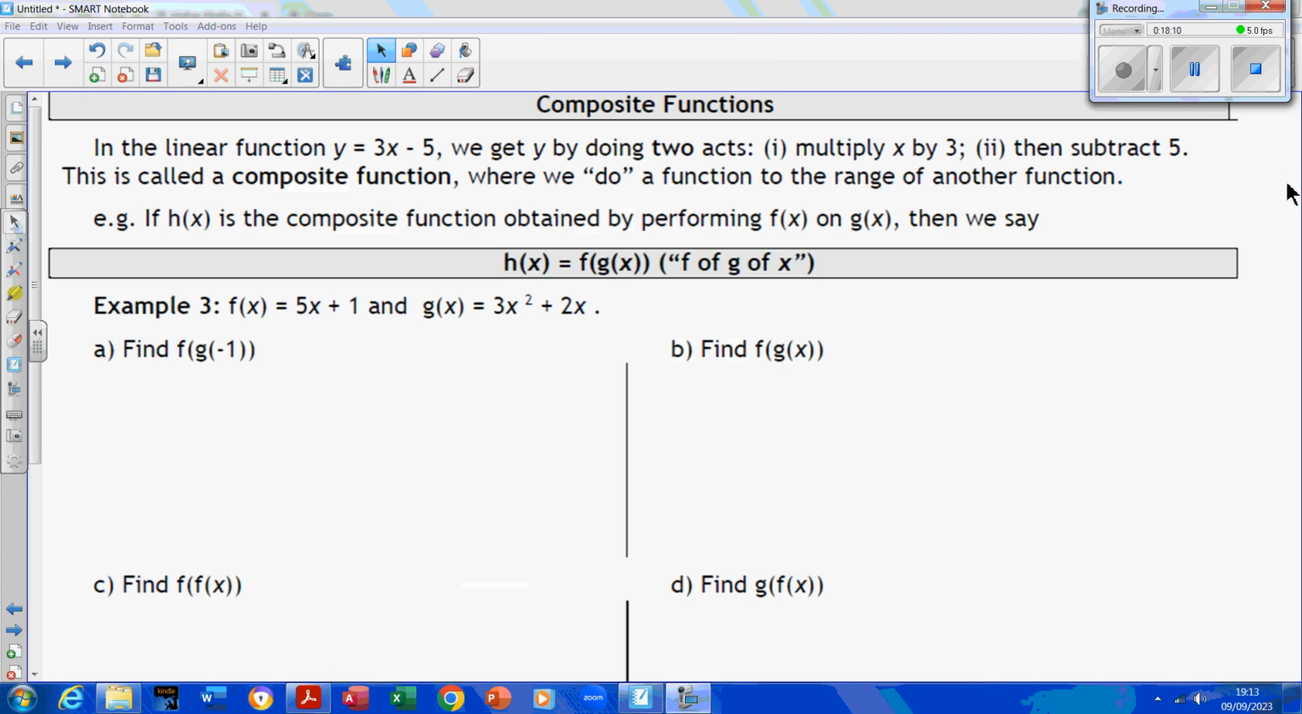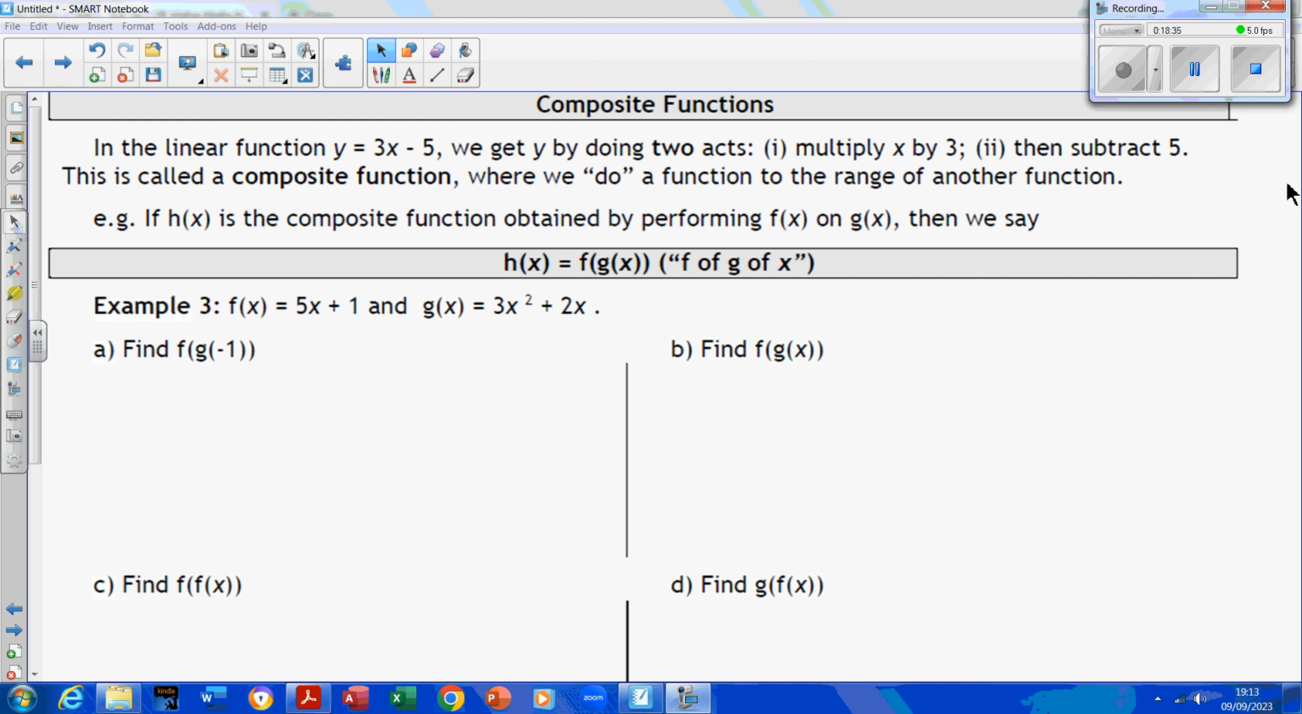Now, this is where your exam questions come in. This is the important bit. So it says in the linear function, and linear function just means it's the equation of a straight line, y equals mx plus c. That's all linear function means. It says here, to get y by doing 2x, you multiply by 3, then you subtract 5. So it's like your machine rules. Multiply by 3, take away 5.